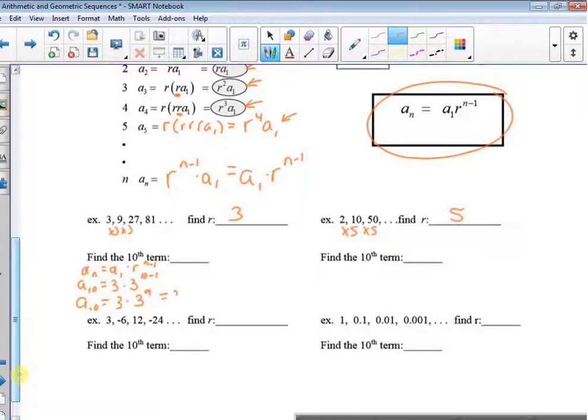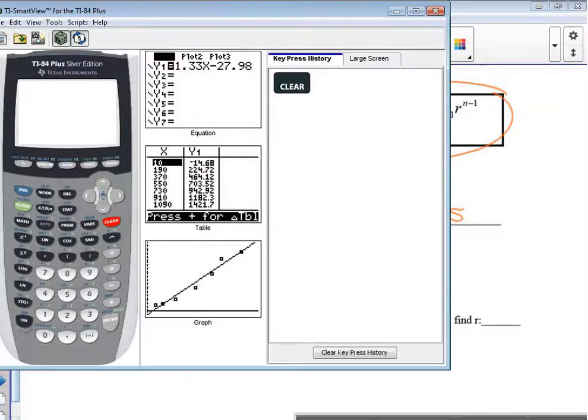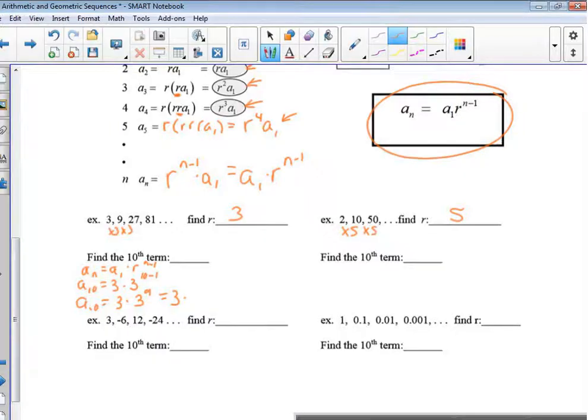So 3 to the 9th you have to do first. 3 to the 9th is 19,683. Then that times 3 gives you 59,049.